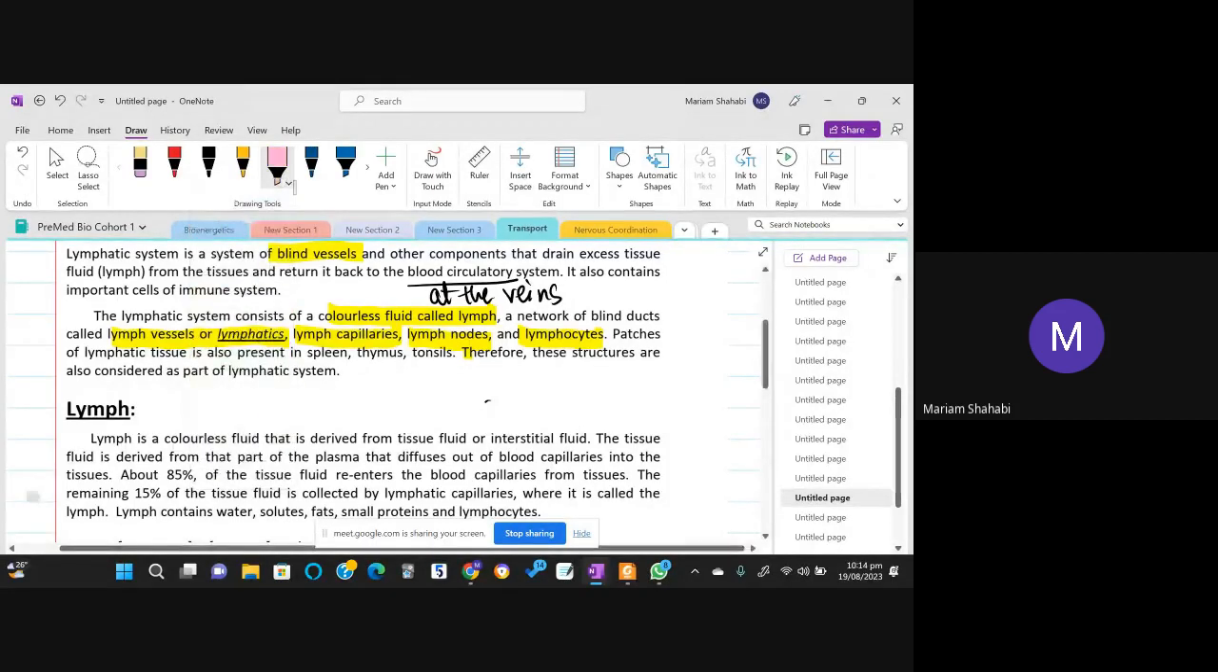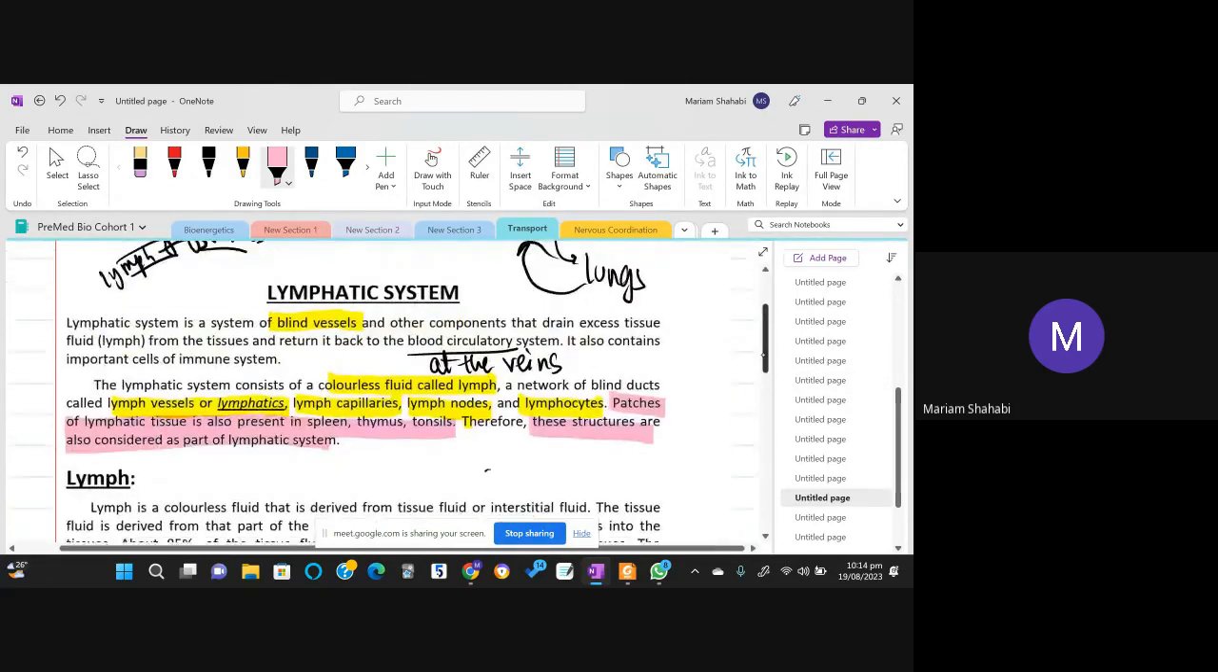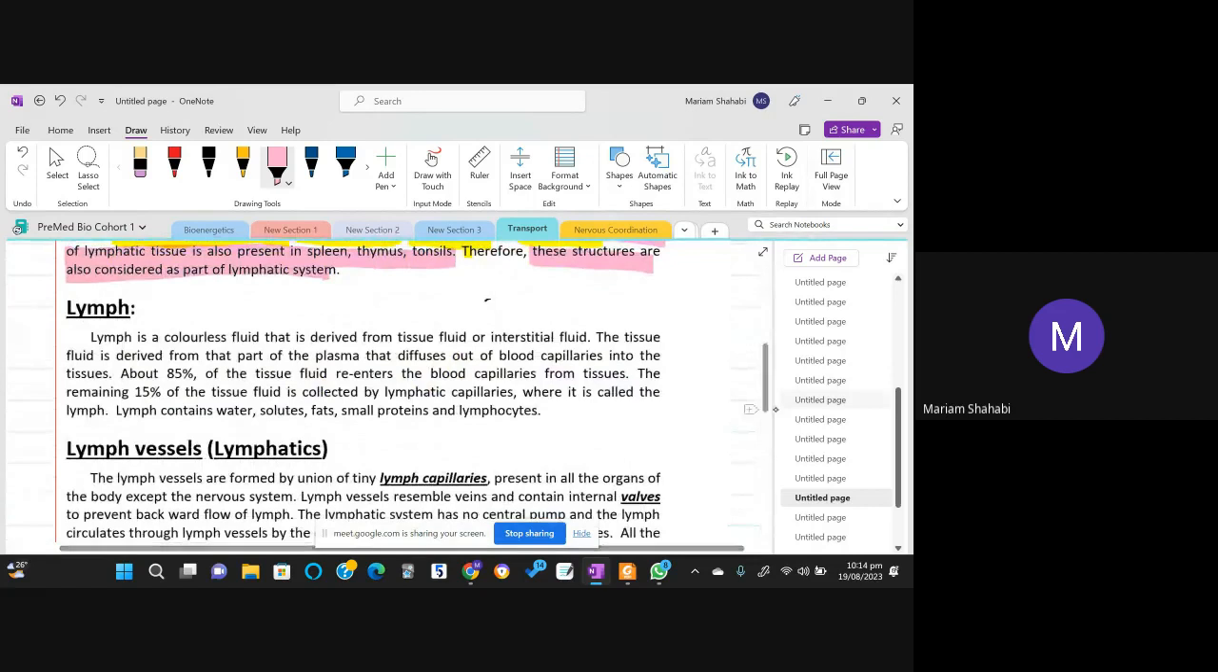I'll come to this, patches of lymphatic tissue, we'll come back to this later. These structures are considered part of the lymphatic system. Okay, I'll discuss this in a bit. First, let's take a basic overview.